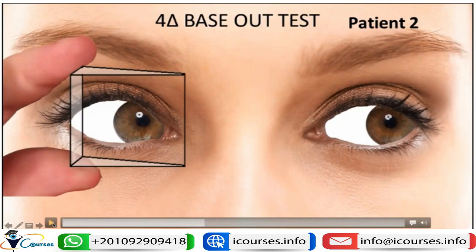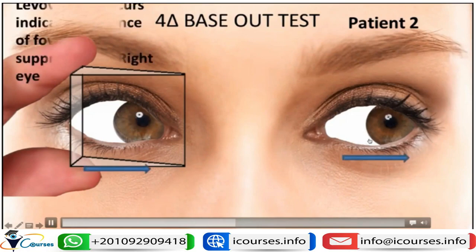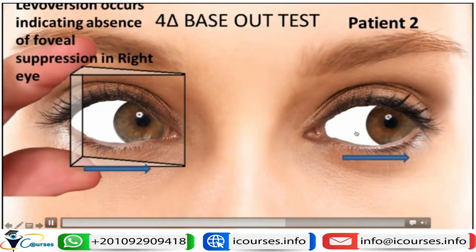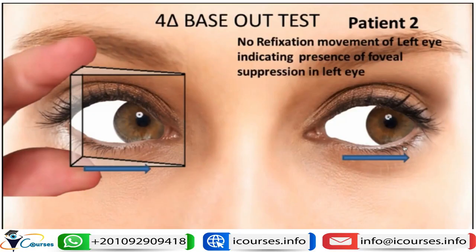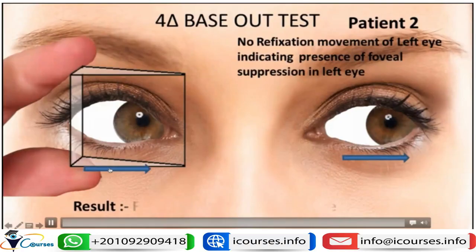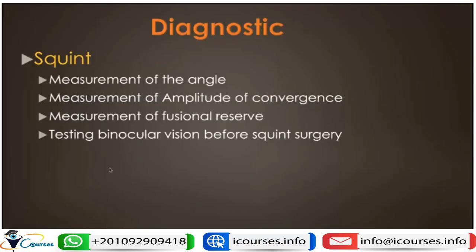If the patient can see, then the left eye should show a refixation movement. However, if the patient does not show a refixation movement of the left eye, then this means this eye is not seeing, or is blind, or has foveal suppression of the left eye. So by using the prism, we have been able to know if the patient is seeing or not. And in the same way, we can also detect if a preverbal child can see or not.